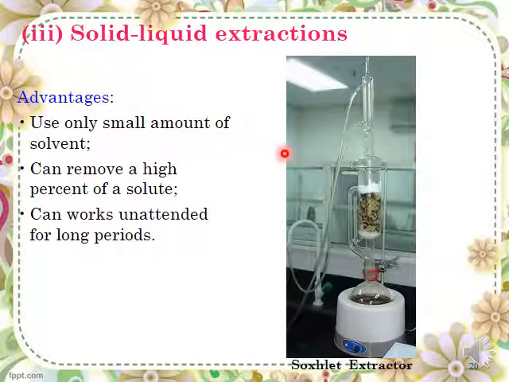The advantage of this solid extraction technique is that it only uses a small amount of solvent because it is being recycled: collected back in the reservoir, boiled back, and collected again. So only a small amount is needed, and it can remove a high percentage of solute. You can also leave this Soxhlet extractor unattended for a long period, because normally it needs at least 8 hours. The water has to be continuously supplied, in and out.